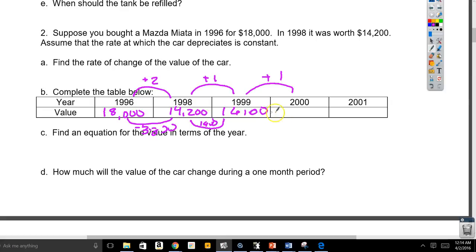So that would be 18,000. And then another year, so we're going to add 1,900 again. Well, now, I need to start over.